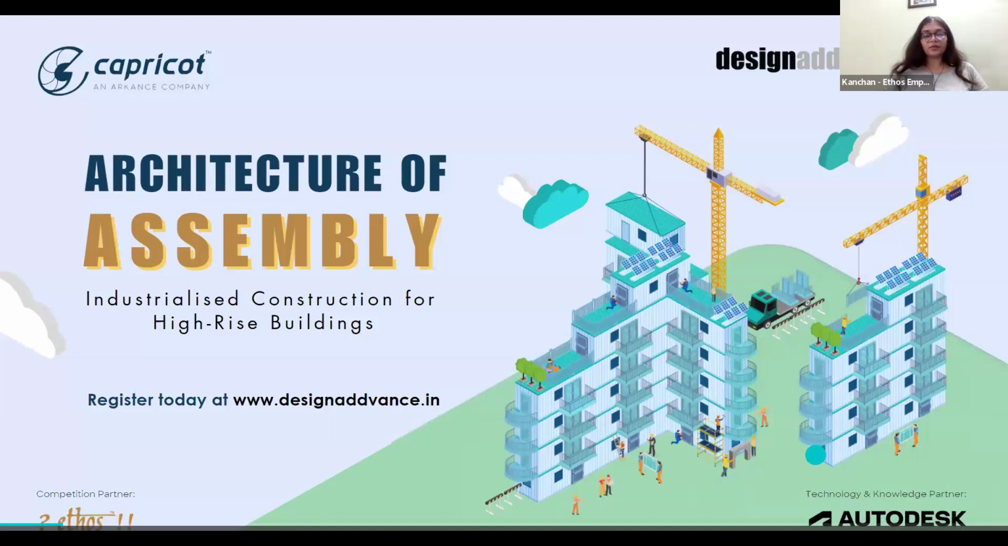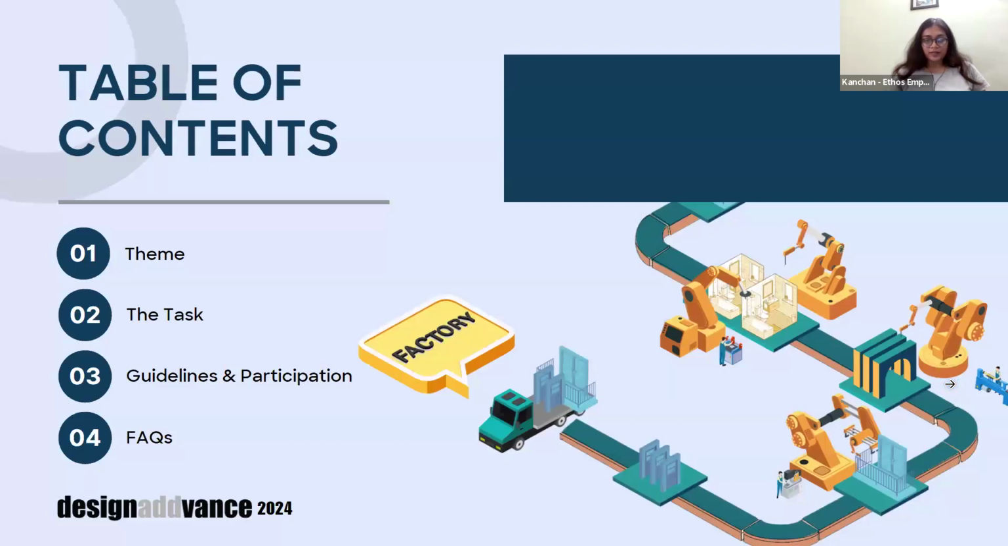So we'll be doing a quick run through the architecture of assembly brief. Like you saw in the video before this briefing, we are moving towards industrialization of construction through prefabrication. And Design Advance 2024 brief is precisely about that. It is about industrialized construction for high rise buildings, particularly the residential buildings that you have to design. So we'll discuss the theme first, then your design task, then the guidelines for participation, and then some quick FAQs we can take.